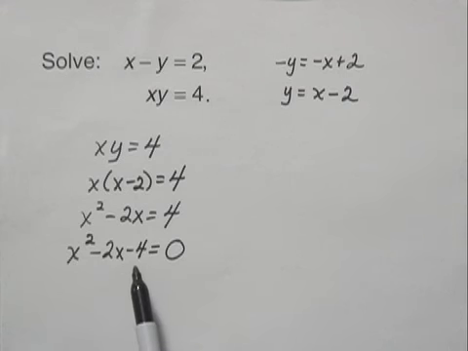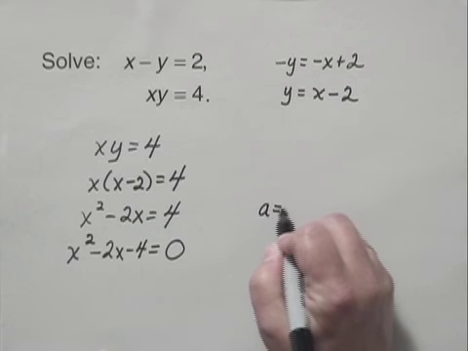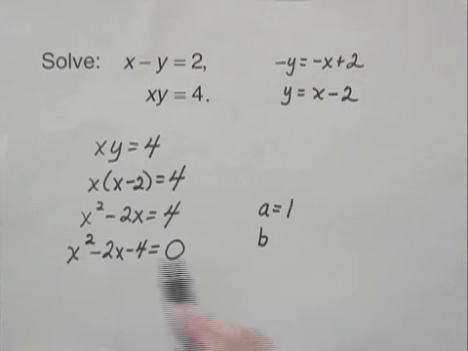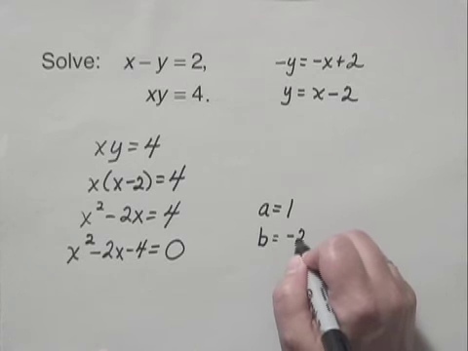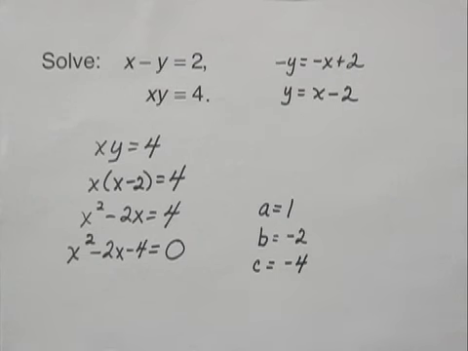Now, if we try to factor this, we find that it does not factor. So we will use the quadratic formula. So let's identify a, b, and c. a is the coefficient of the x squared term, which is 1. b is the coefficient of the x term, which is -2. And then c is -4.